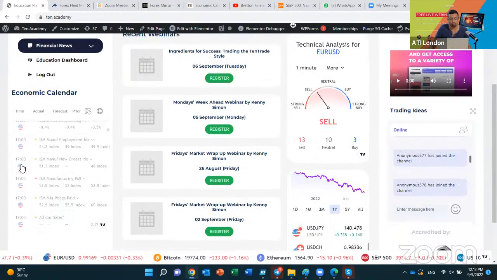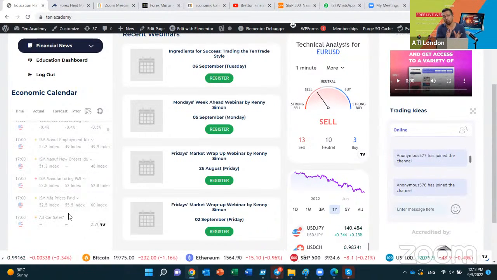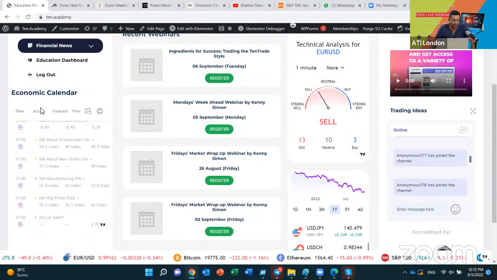So as you can see, we have the economic calendar right here, and I summarized the whole week's economic calendar during our session today in the Monday week ahead session. With the recording, you are able to look at what I've pinpointed as high impact, medium to high impact news, and which currencies or instruments could be moved by the economic data released for the whole week ahead. So here we have actual forecasts.